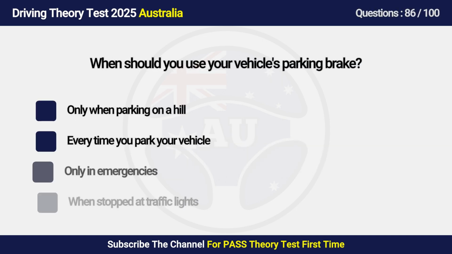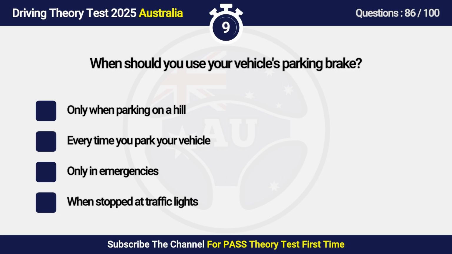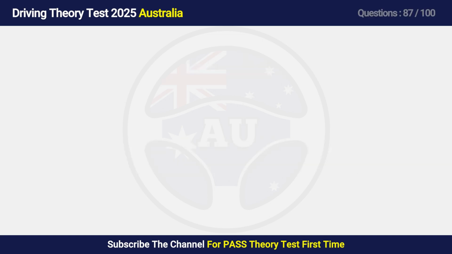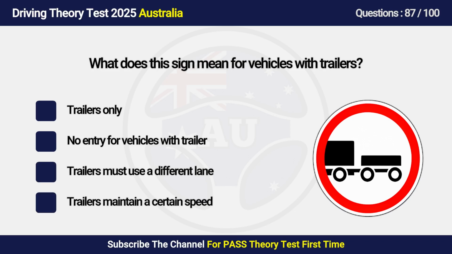Question 86. When should you use your vehicle's parking brake? A. Only when parking on a hill. B. Every time you park your vehicle. C. Only in emergencies. D. When stopped at traffic lights. Answer is B. Every time you park your vehicle. The parking brake, or handbrake, should be engaged every time you park your vehicle, even on flat ground, as a safety measure.